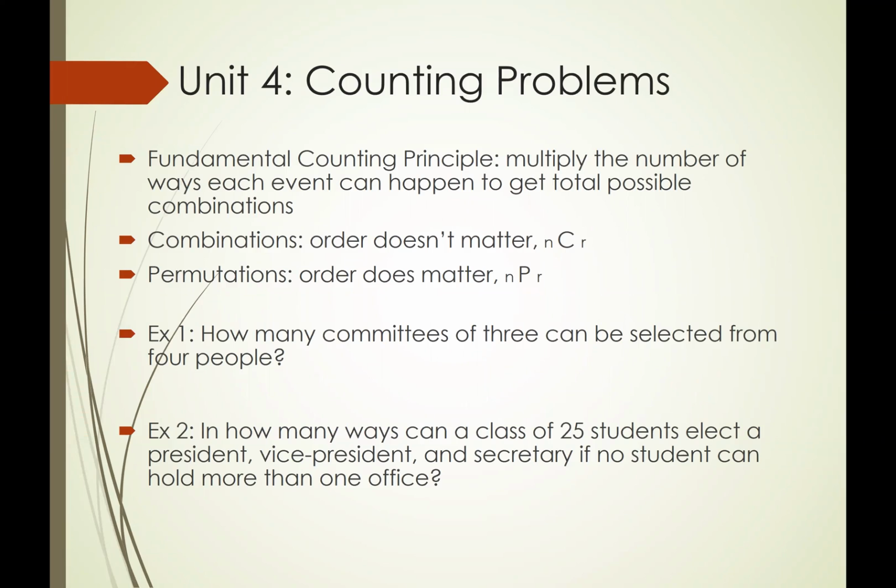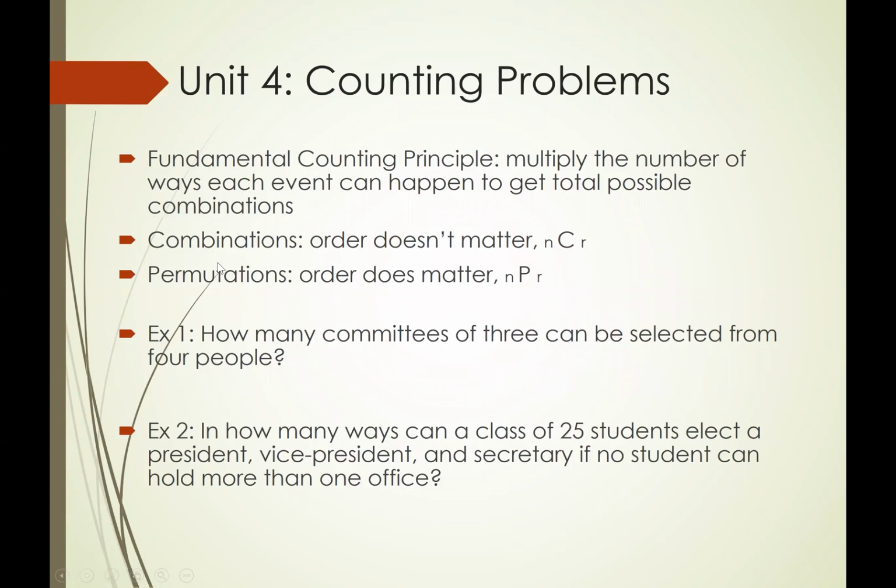So the first thing is the fundamental counting principle. The fundamental counting principle is where you multiply the number of ways each event can happen to get total possible combinations. This sounds fancy, but really it's just where you multiply the number of outcomes for the first choice times the outcomes for the second and the third. For example, the classic outfit problem. Susie has 5 pairs of pants, 12 shirts, and 3 pairs of shoes. How many outfits can she make? 5 times 12 times 3.